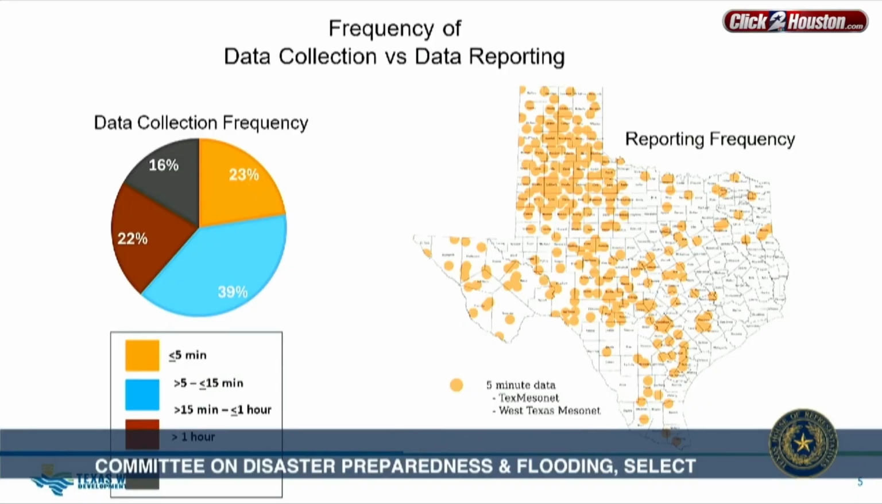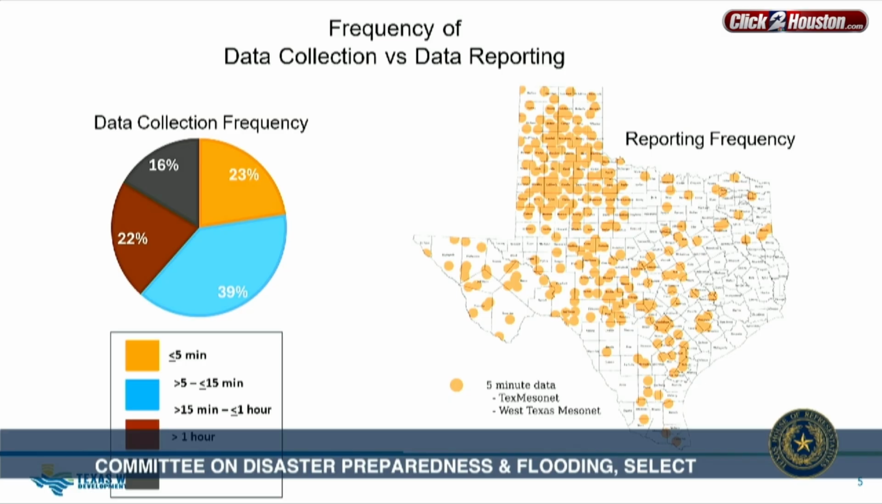TWDB stations collect and report out all measurements every 5 minutes. However, many stations in our partner network collect and report at different frequencies. There's not a standard across all networks. And remember that each network is designed for a different purpose, and not all need to report at a 5-minute rate all of the time for all parameters.